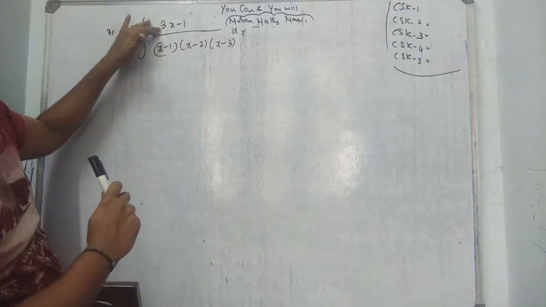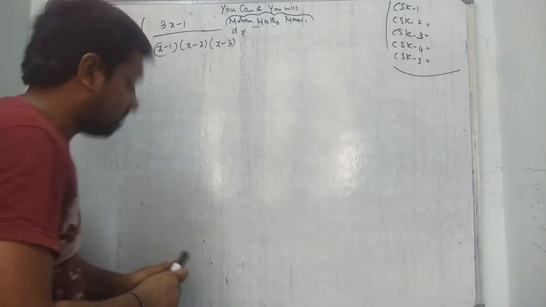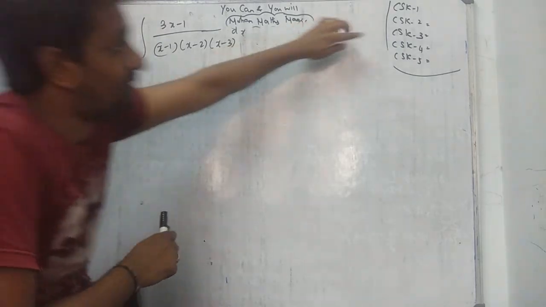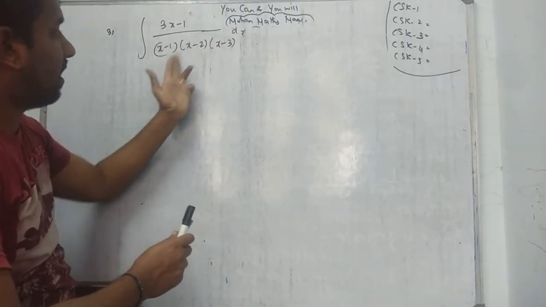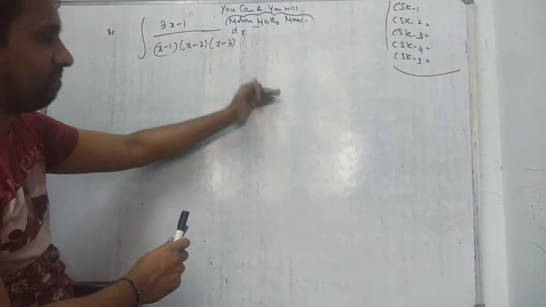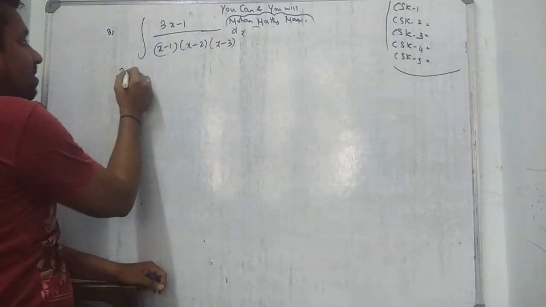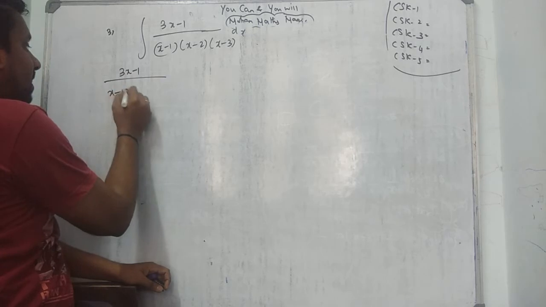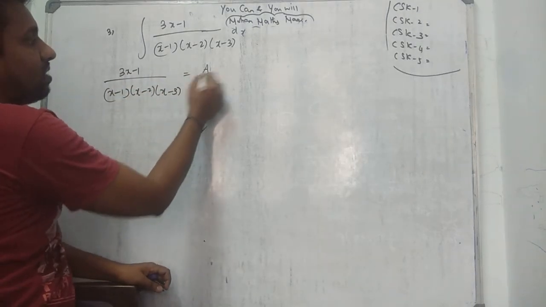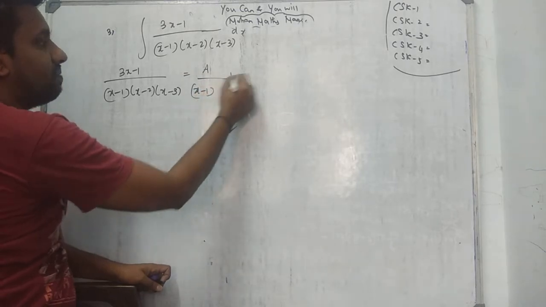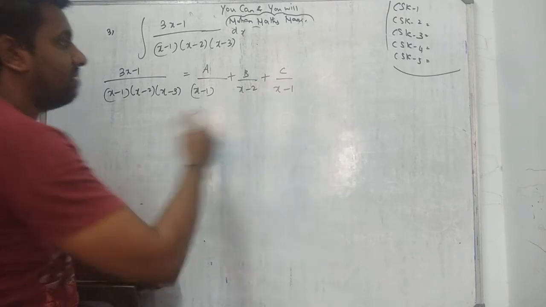First check the question, 3x minus 1, correct. x minus 1, x minus 2, x minus 3. So the denominator has 3 brackets, now I have to use CSK3: A by first bracket plus B by second bracket plus C by third bracket. So I finish it off without integration. I repeat, 3x minus 1 upon x minus 1, x minus 2, x minus 3 equals A upon first bracket, B upon second bracket, C upon third bracket, like this.